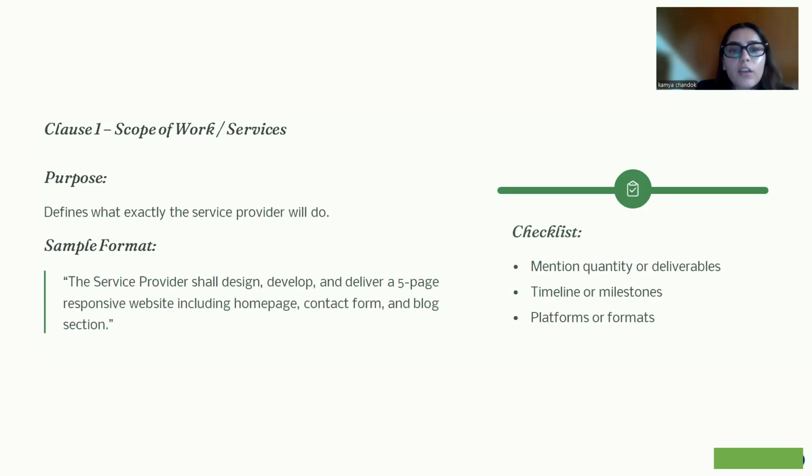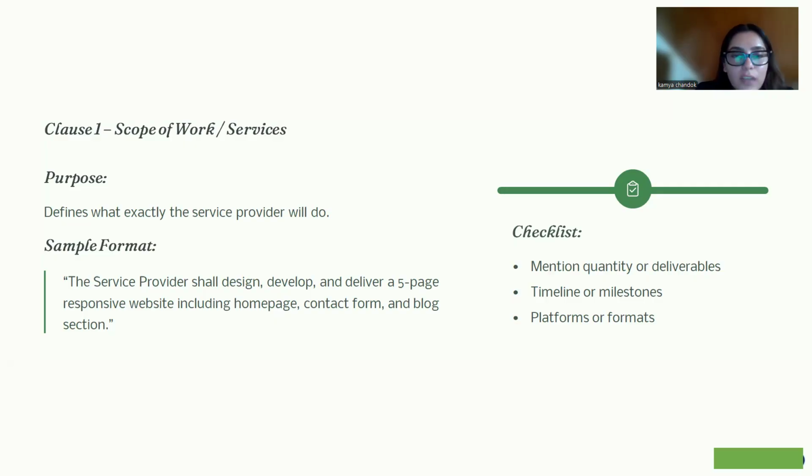So, your checklist of what you should include in your scope of work clause is the quantity or the output that is expected. It could be 5 videos, 20 designs, whatever you're expecting. Then it talks about the platforms or the tools that should be used. And lastly, it must mention the milestones or the timelines for the delivery.